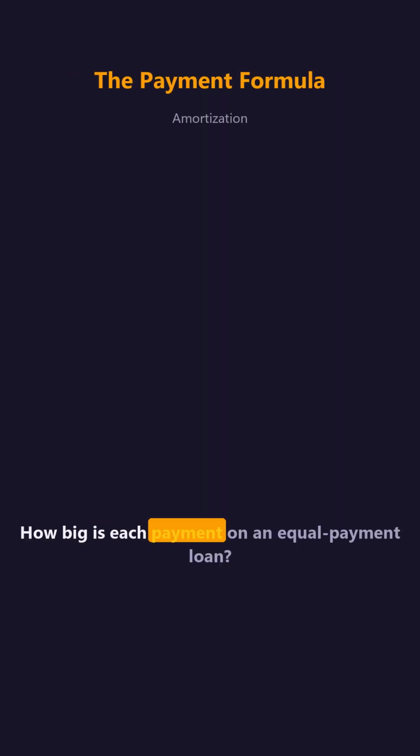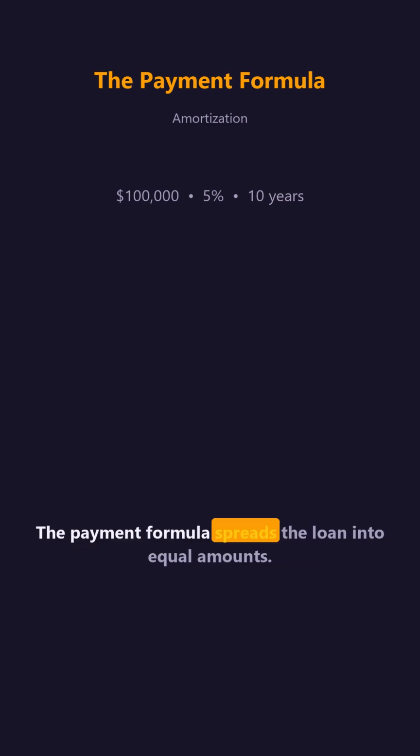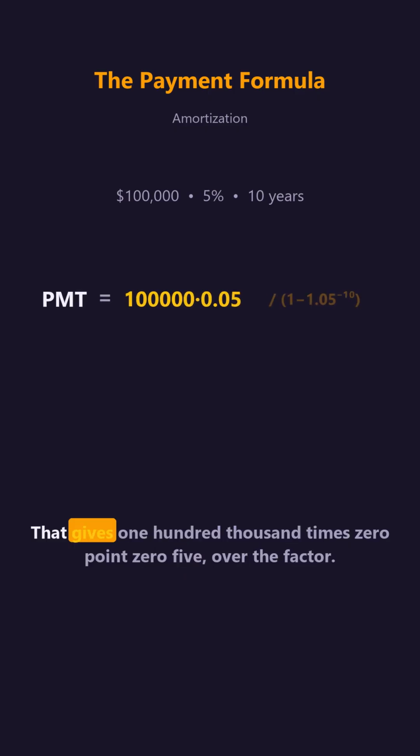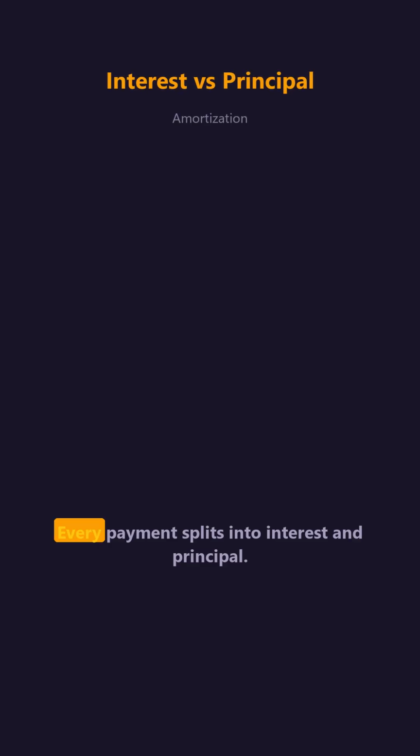How big is each payment on an equal payment loan? You borrow $100,000 at 5% for 10 years. The payment formula spreads the loan into equal amounts. It is the loan times R divided by 1 minus 1 plus R to the minus N. That gives 100,000 times 0.05 over the factor. Each yearly payment is $12,950.46.